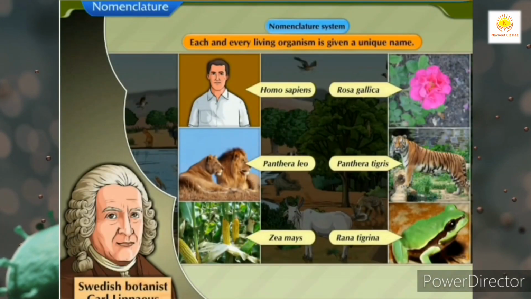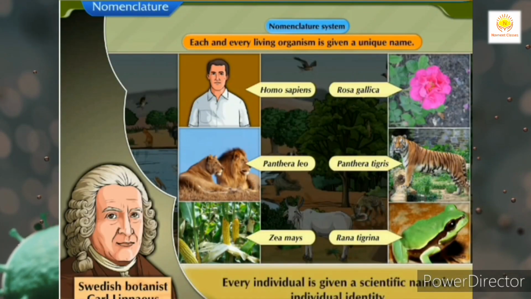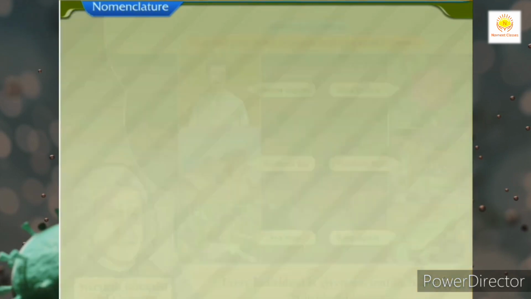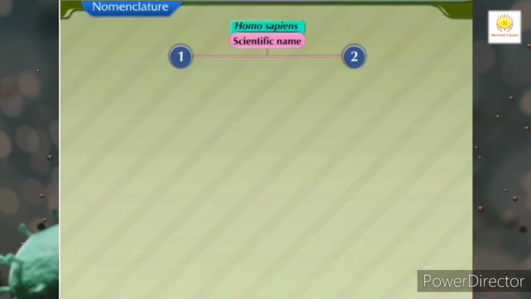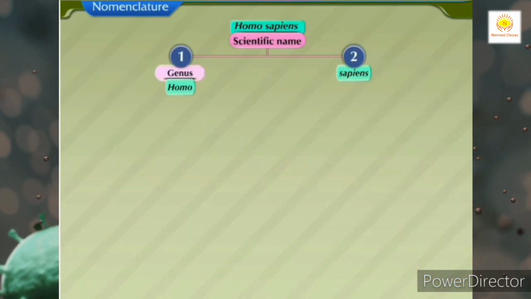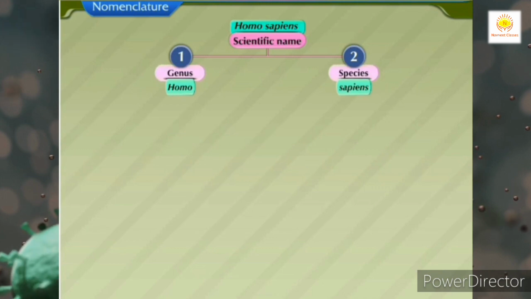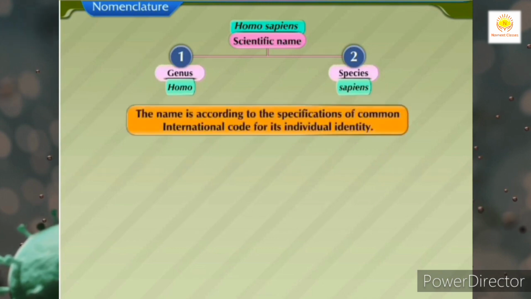According to this system, every individual is given a scientific name for individual identity. The scientific name includes two terms. The first term is the name of the genus, and the second term is the name of the species. The name is according to the specifications of the International Code for its individual identity.